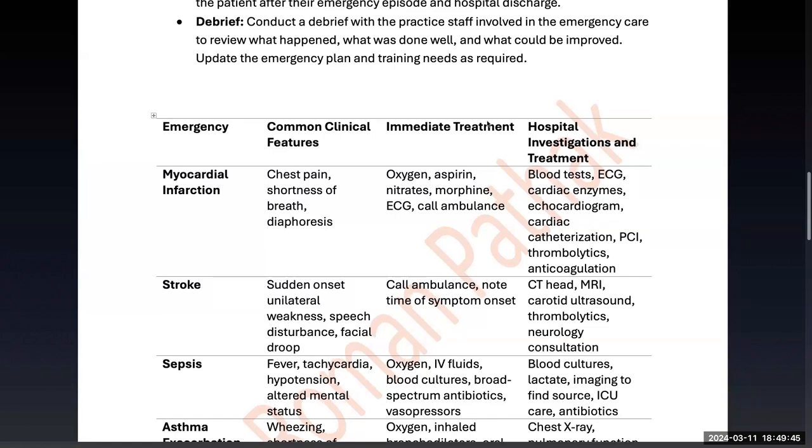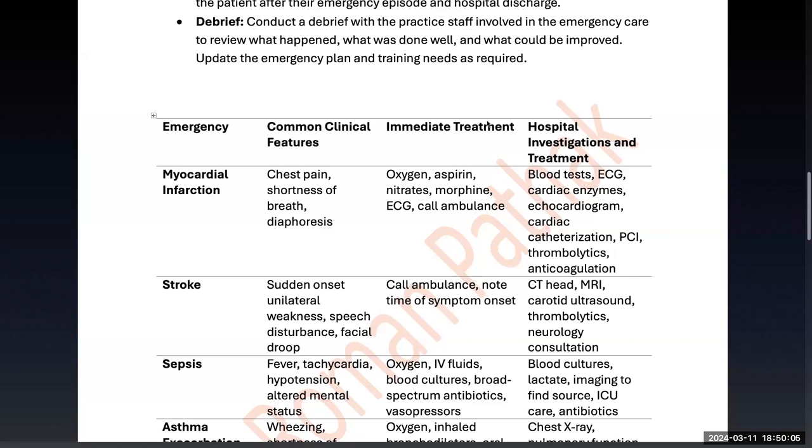Now, regarding the emergencies we often get in general practice, again, it differs from one place to another. It also depends on the location of the hospital. If you go to remote areas in Australia, the GP clinics tend to deal with all kinds of emergencies because patients do not have anywhere else to go. The hospitals are far away.